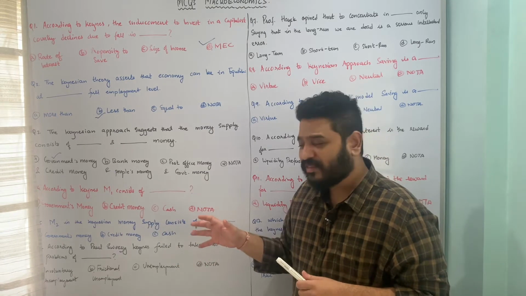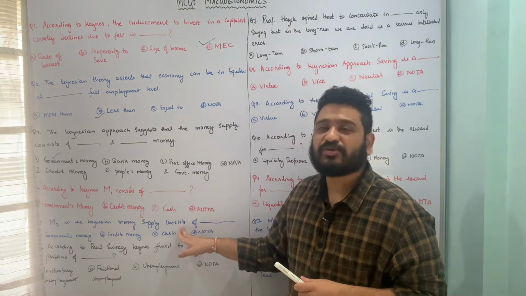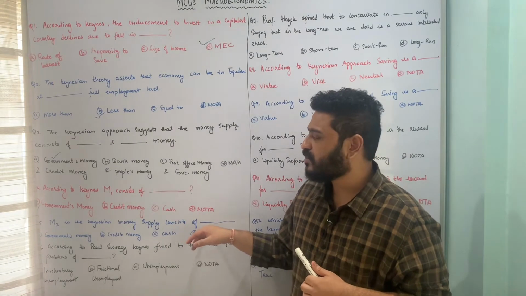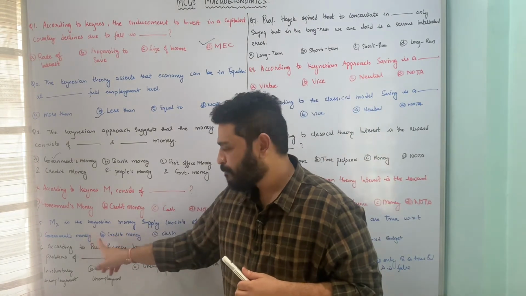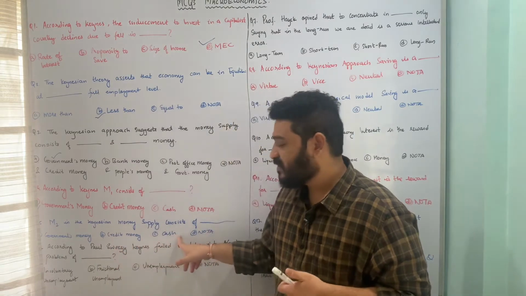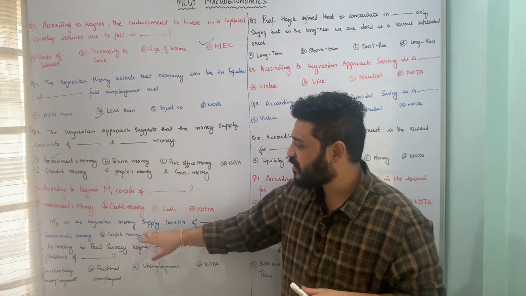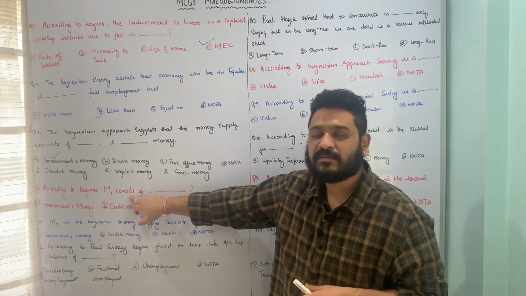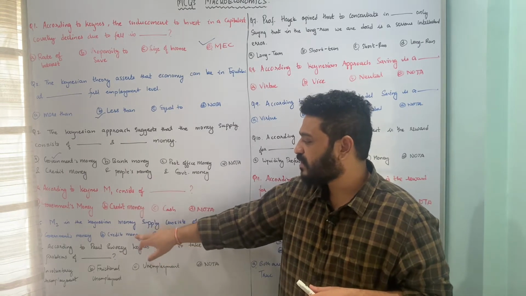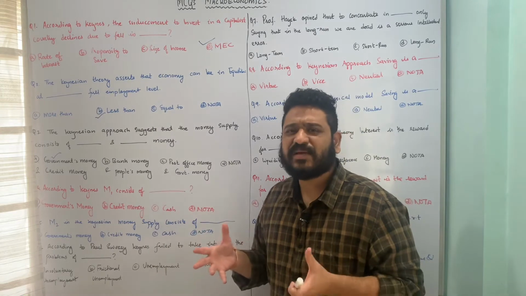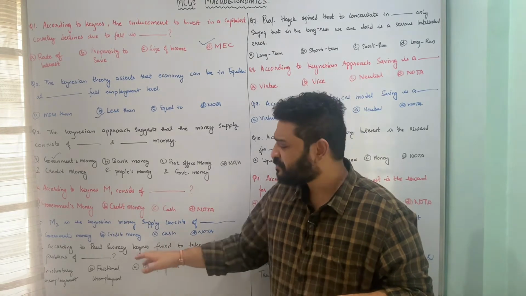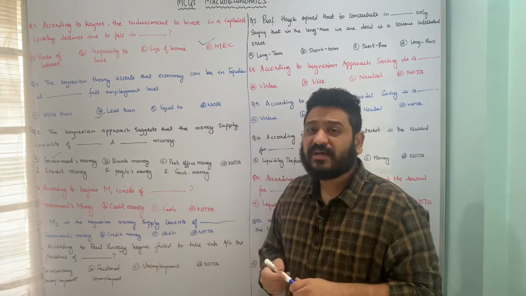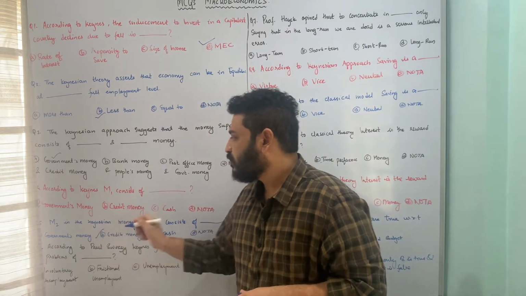So M2 in the Keynesian money supply consists of dash, and here M2 consists of A, government's money, B, credit money, C, cash, and D, none of the above. So we have seen government's money is accounted under M1. So therefore here the correct answer is B, credit money. Now credit money is the money which is generated by the private investors per se, and therefore credit money is the correct answer to question number 5.